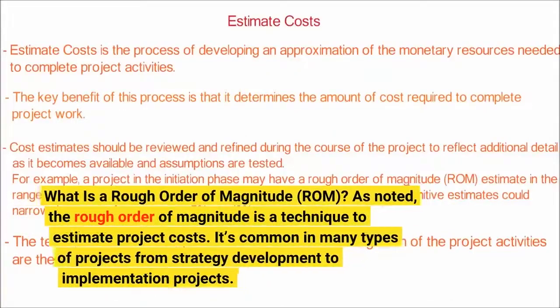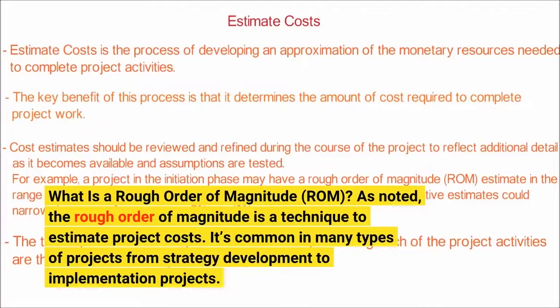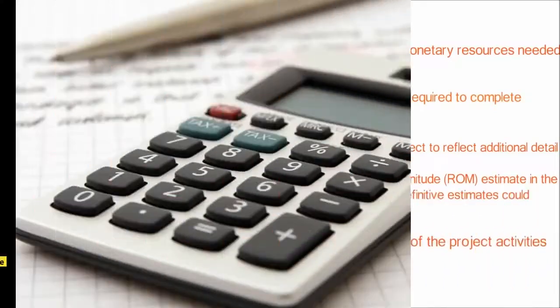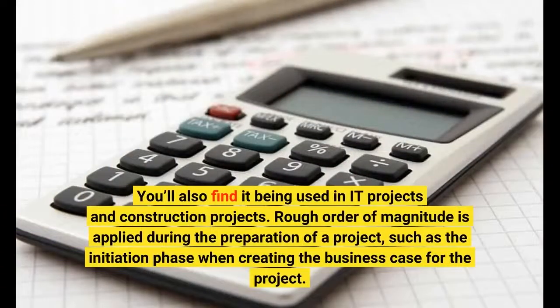What is a rough order of magnitude, ROM? As noted, the rough order of magnitude is a technique to estimate project costs. It's common in many types of projects from strategy development to implementation projects. You'll also find it being used in IT projects and construction projects.